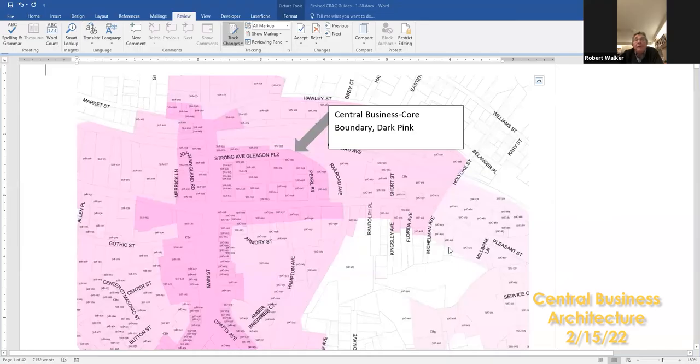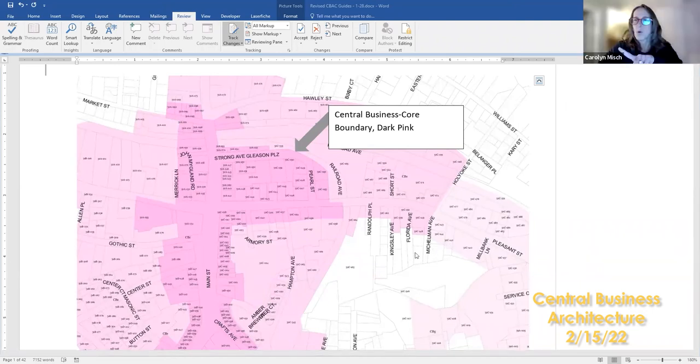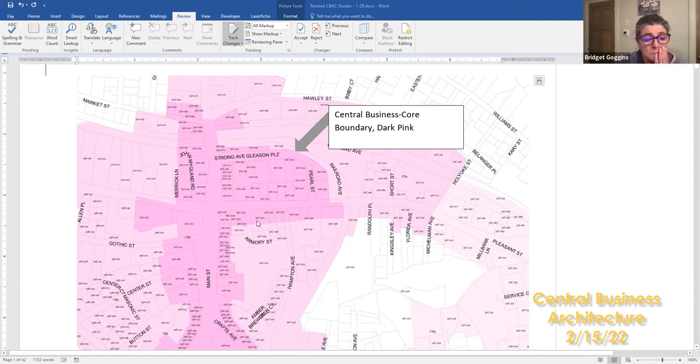So what happened to the discussion we had last time about extending our district a little further down past the hotel? And how does that happen if we want to see that? Let me just describe that. First of all, can you see the map again? Yes. Okay, so this is the area that you all were discussing last time.